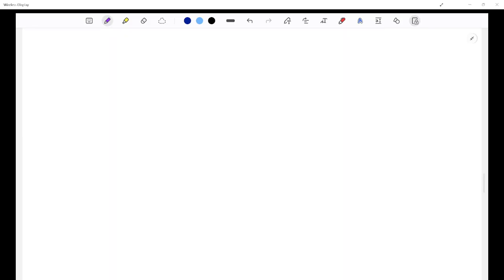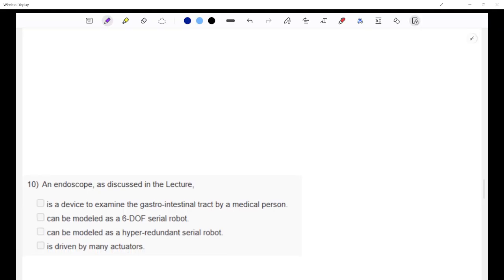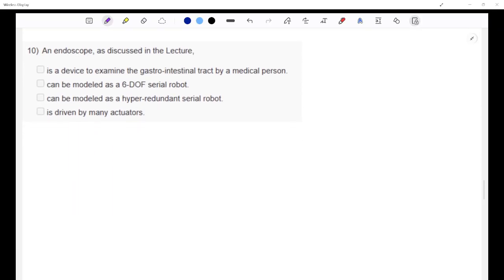Now let's move to the next question. So, an endoscope, as discussed in the lecture, is a device to examine the gastrointestinal tract by a medical person. Can be modeled as a hyper-redundant robot. Can be modeled as a six-DOF serial robot. Is driven by many actuators. So this question basically connects medical robotics with the idea of hyper redundancy. It checks whether you understand both the real device and its robotic modeling interpretation.